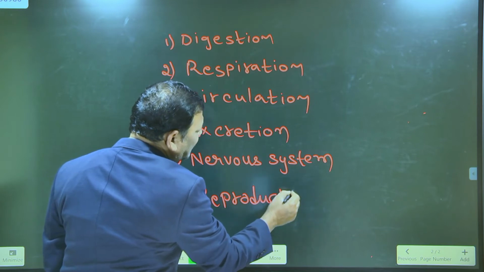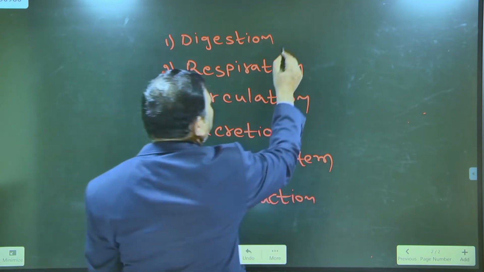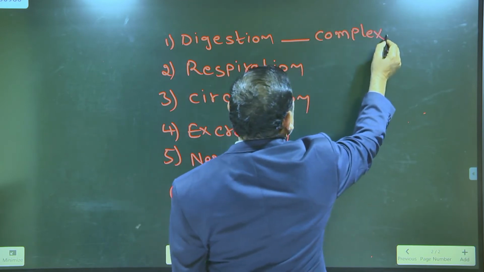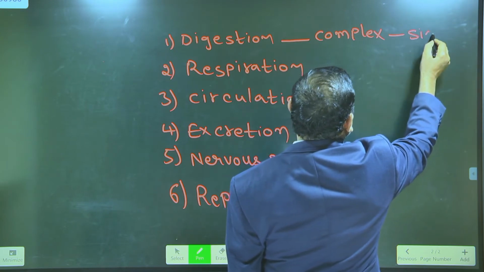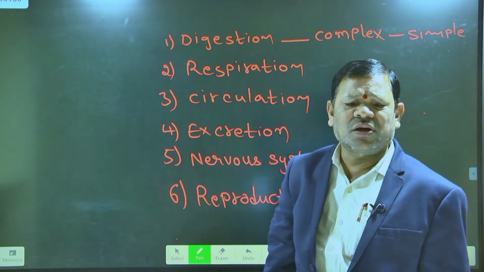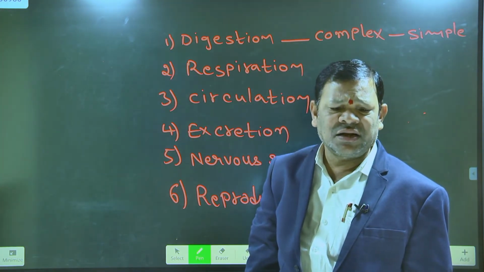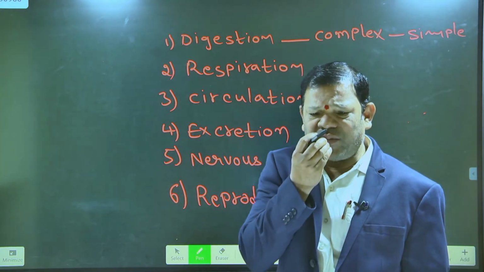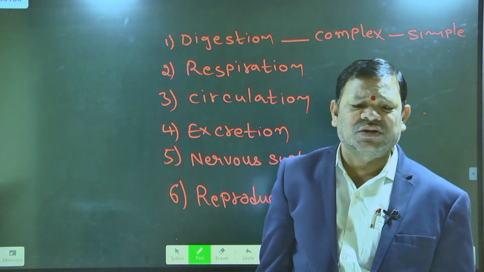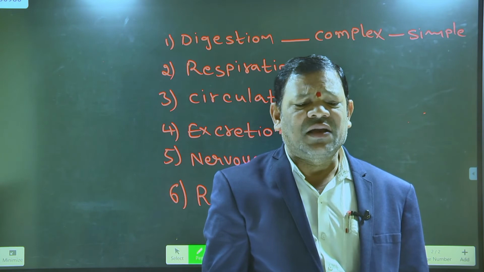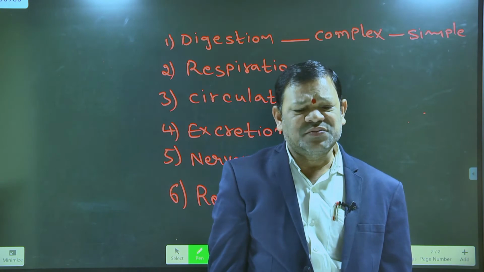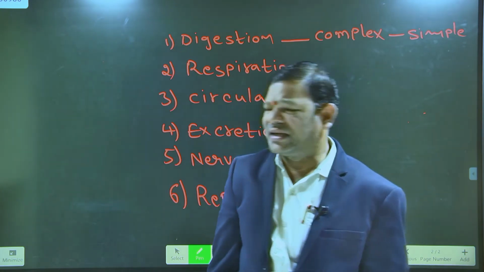So what is the meaning of digestion? Digestion means complex molecules converted into simple molecules. It is called digestion. Food is digested with the help of digestion. If there is no digestion, there is no conversion of complex molecules into simple molecules.